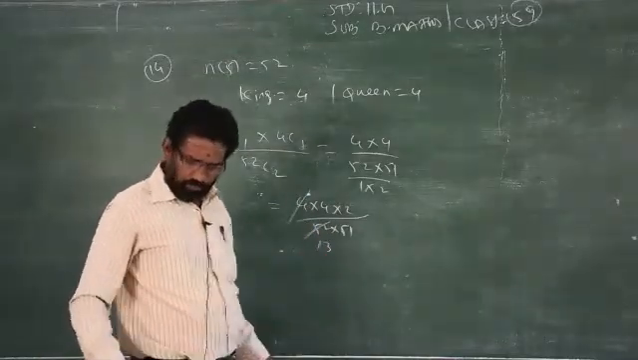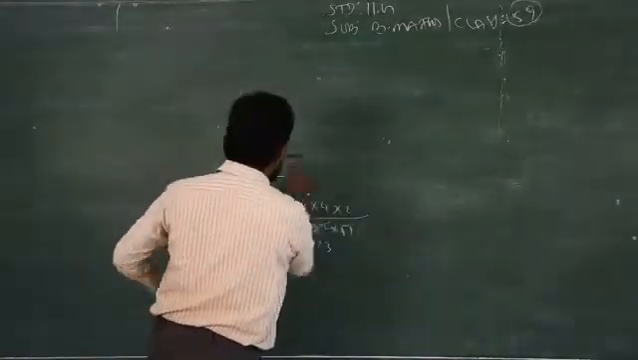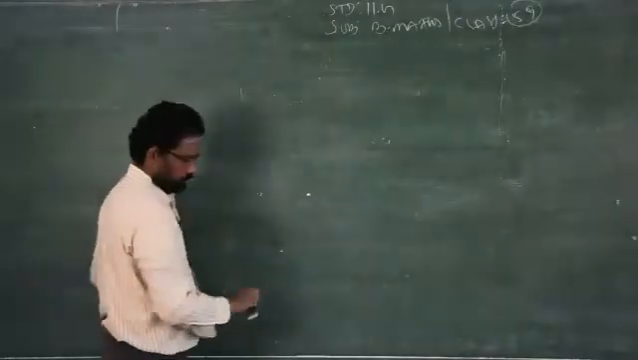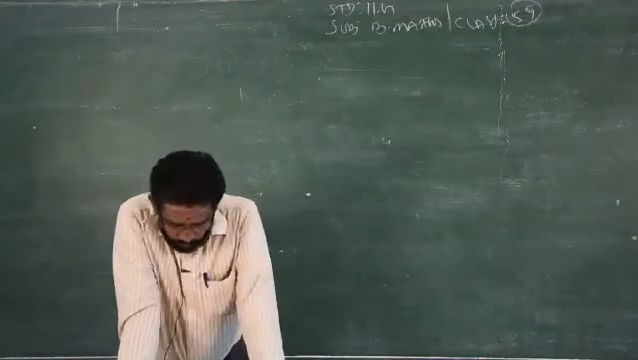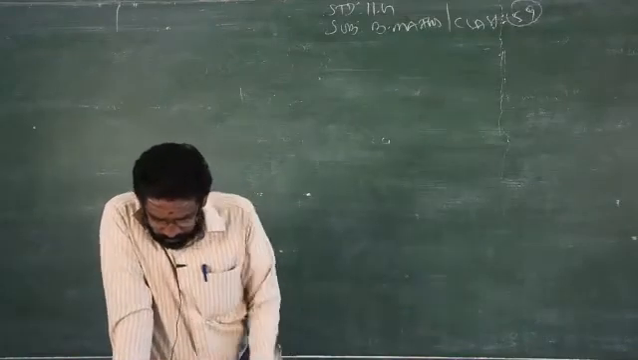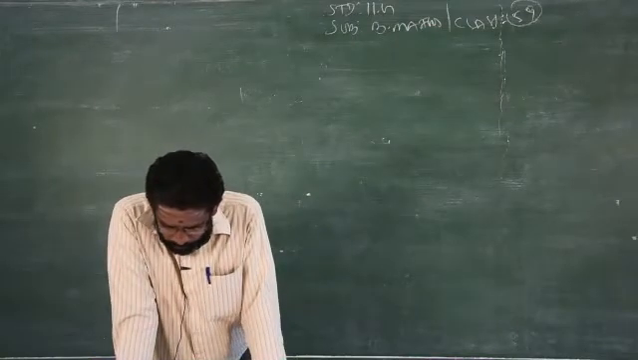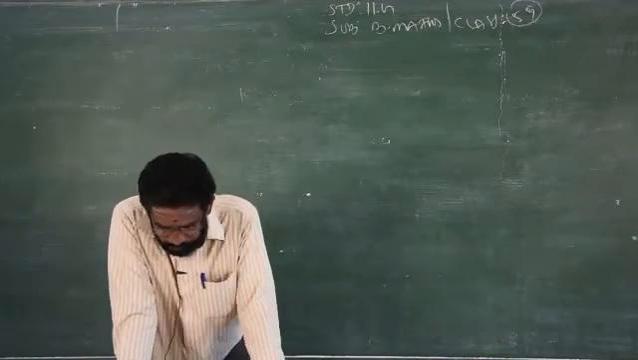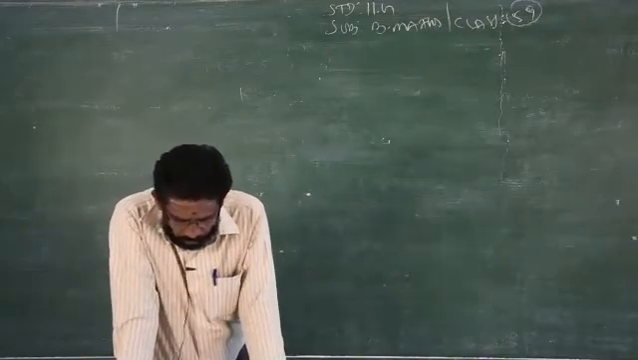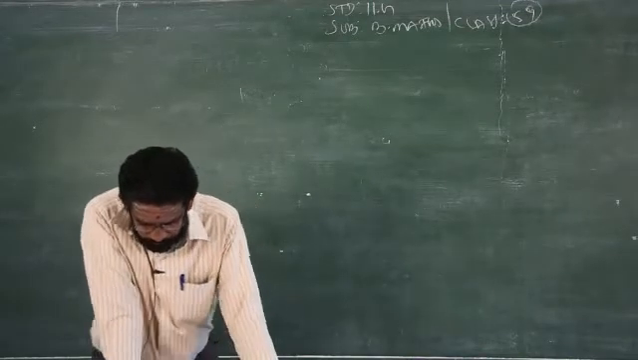Next one, sum number 15. A card is drawn from a pack of playing cards and another card is drawn without the first being replaced. What is the probability of drawing 2 aces and 2 spades? A card is drawn from the pack of playing cards and then another card is drawn without the first being replaced. What is the meaning of that?